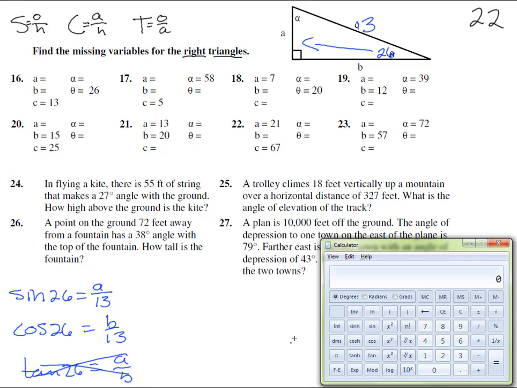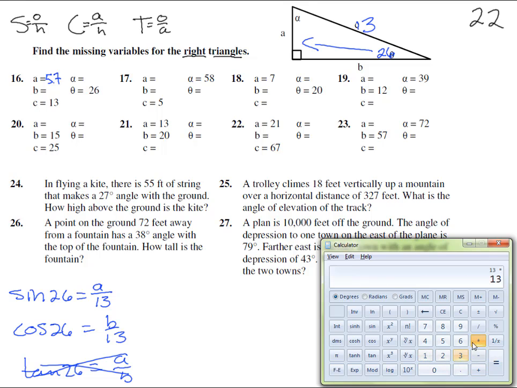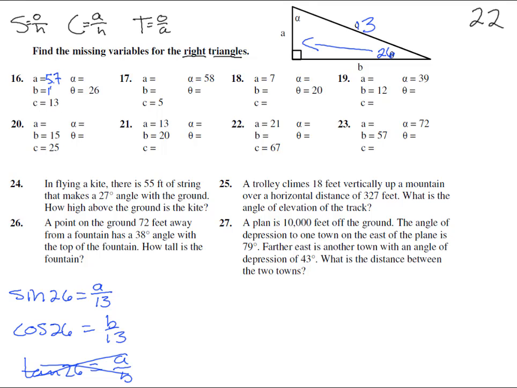So let's pull up that calculator, and we're going to have right here 13 times the sine of 26. So 13 times 26 sine equals 5.699. So 5.7 is going to be A. And B, 13 times the cosine of 26. So we get 13 times 26 cosine, not sine, and that equals 11.68. Okay, that's good. And now, what else do we get here? Alpha. Well, theta and alpha have to add up to 90, so that would be 90 minus 26 is 64. Oh, good.